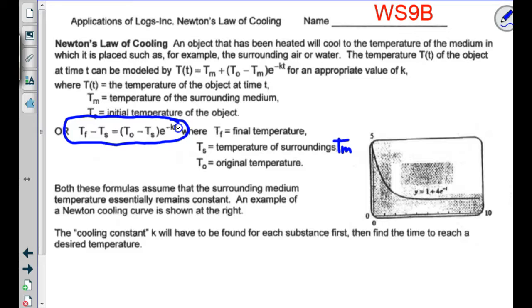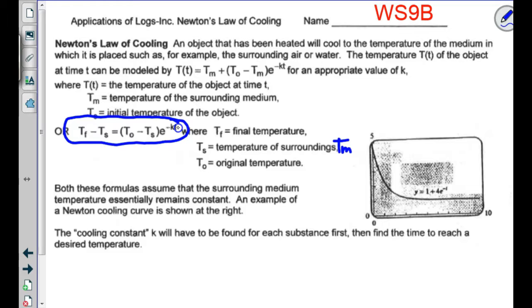Now, let's talk about all those. When we pull a cake out of the oven and set it on the counter, the original temperature is whatever temperature the oven was at. Does that make sense, guys? Because it was in there for however long, it's at that temperature. The temperature of the medium or the surroundings is the room we place it in, or the refrigerator, or the garage, whatever we do with it. If it was a hard-boiled egg, we took it out of the boiling water and put it in a cup of cold water. The surrounding temperature is the cup of cold water.